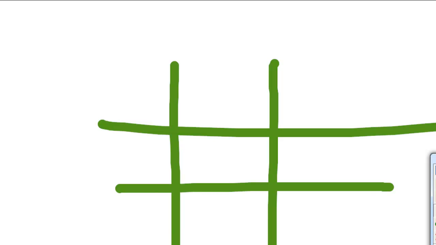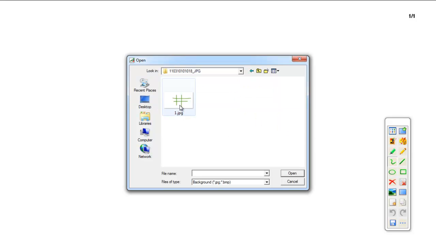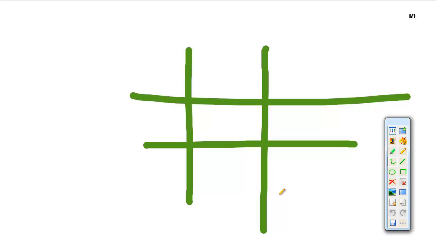So now if I clear this current page, I can come here to select the background picture that opens the open dialog box. I'm on the desktop already. Here's the file we just saved, number 1, and there it is. So now I can start drawing in it.